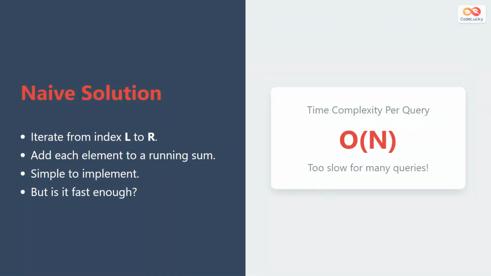The most straightforward way to solve this is to iterate through the array from the start index to the end index every time a query is made. While this is easy to code, the time complexity is linear, or O(n). If you have a large array and millions of queries, this approach will be far too slow.